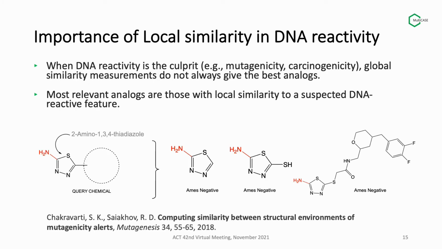In the last few slides, I talked about the concept of chemical similarity in trying to find similar chemicals to a particular query chemical. But there is another concept that is important, and that is the concept of local similarity. Local similarity is the measurement of similarity when we only consider structural features around a particular alert, and the concept of global similarity is when we consider the whole molecule in the measurement of chemical similarity.